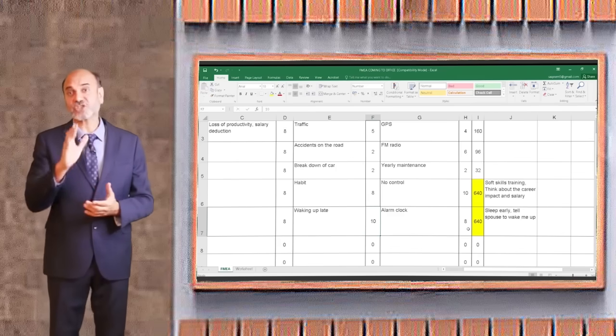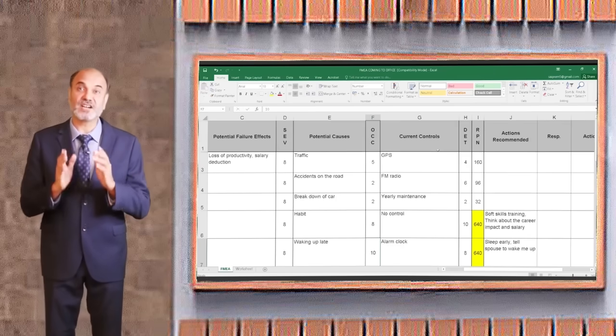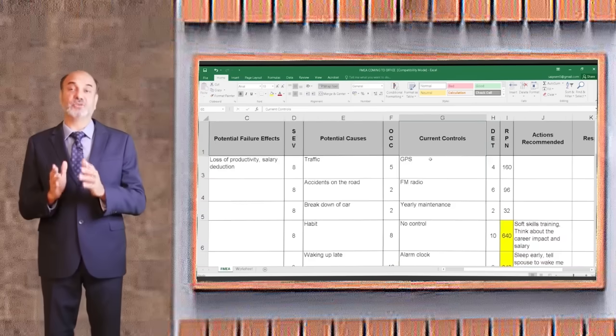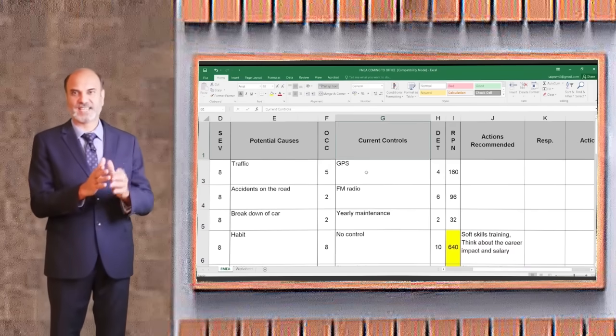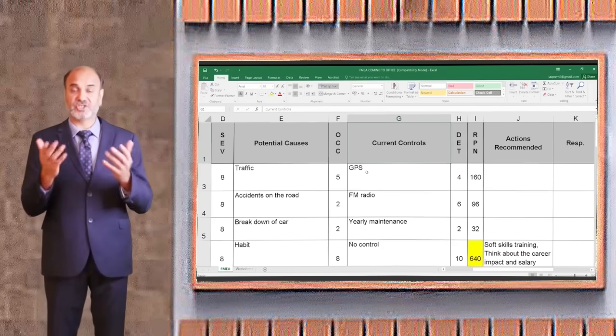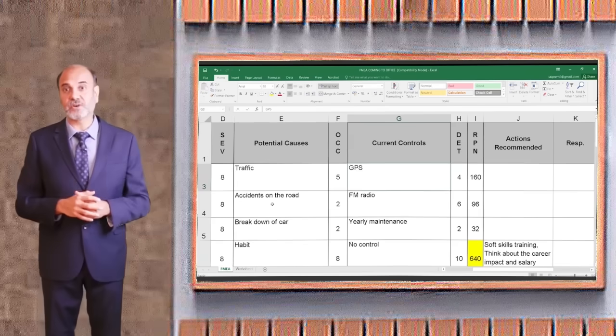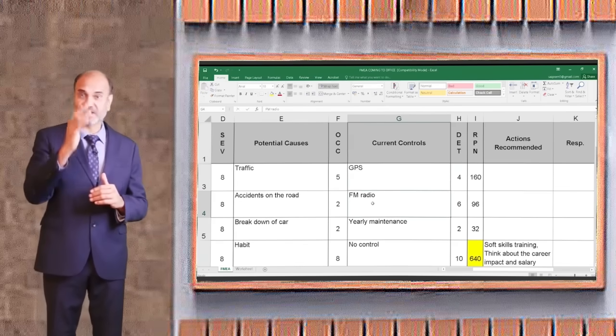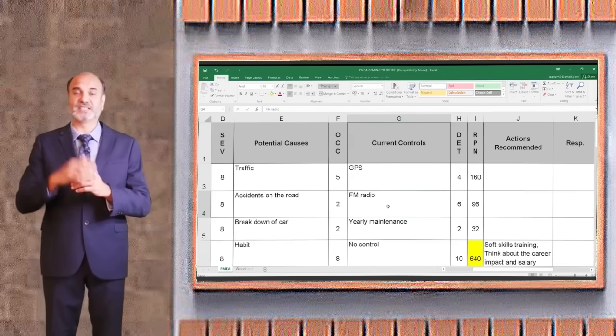Next, the next column is about current controls. Current controls means present controls. Right now, what are you doing to take care of these causes? So for traffic, I look at the GPS. For accidents on the road, I listen to the FM radio. So I get to know where the traffic blockage is and I can divert and take another route.